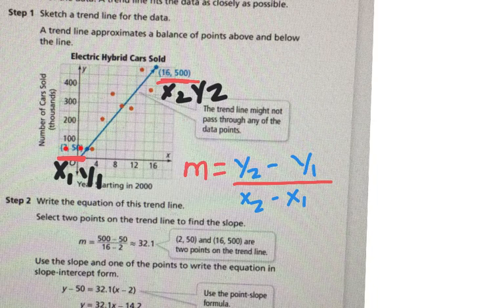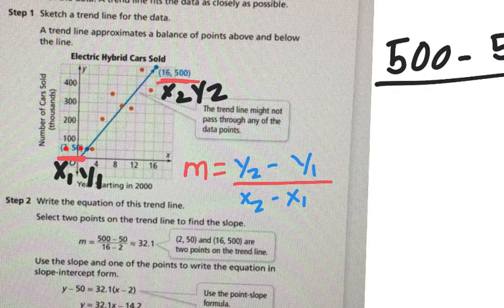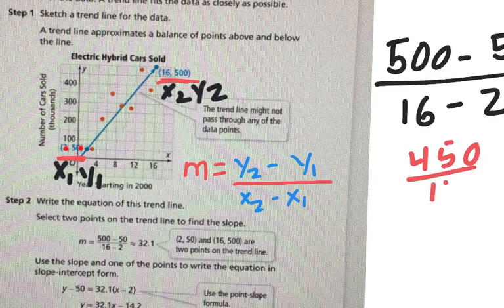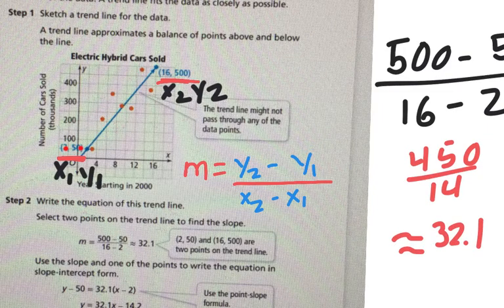So when I plug in, I've got y2, which is 500, minus y1, which is 50, over x2, which is 16, minus x1, which is 2. That's what I plug in. That's going to be 450 divided by 14. And hopefully you've got a calculator to do that, because I don't want to do that in my head. When I plug that in, that's going to be about 32.1. Right? We're just rounding.